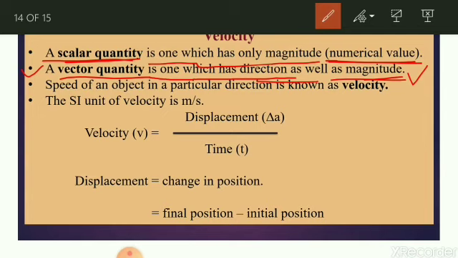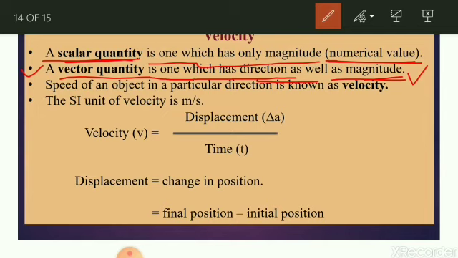Means what is the direction of the car? Speed does not tell us, but obviously the car may be moving in some particular direction. Suppose it is moving in east, west, or any other direction. So speed only tells us how fast or how slow any object is moving.